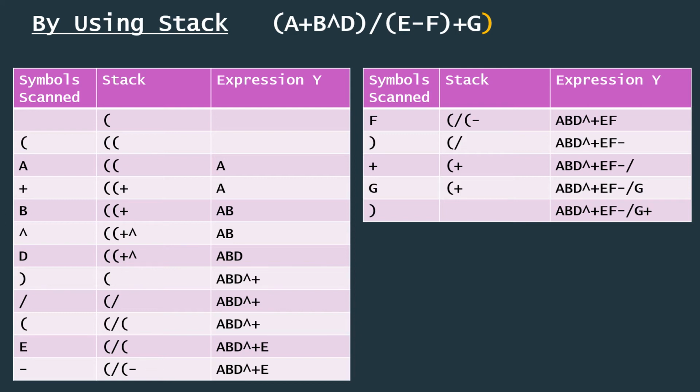stack. Here you can see the already present operator is plus, and then comes exponentiation, which can stay with this plus operator. It will not remove or pop that one. Why? Because exponentiation has the higher priority than the plus operator. So it will be placed in the stack. Then D is one operand that will go to the expression. Then right parenthesis will come.